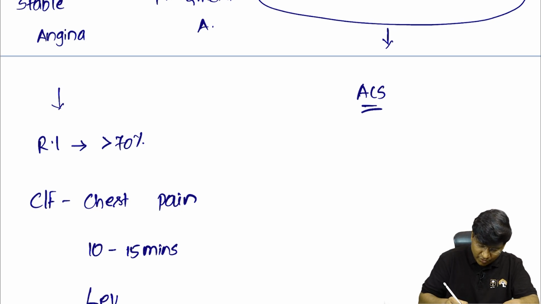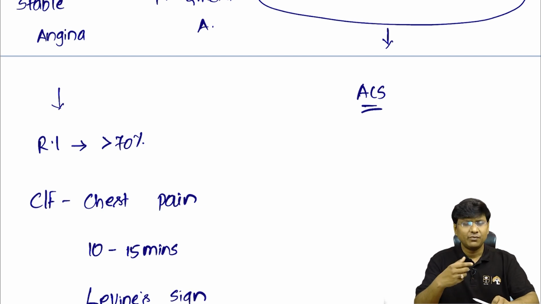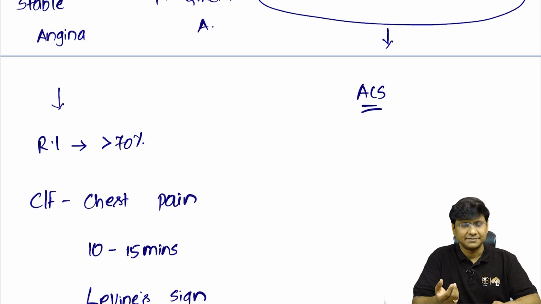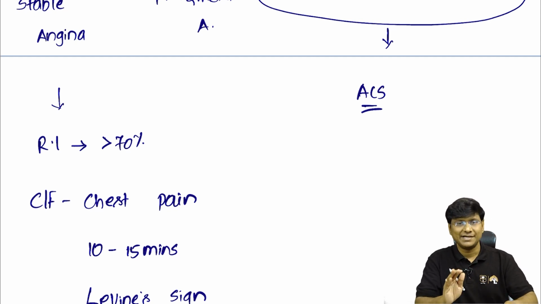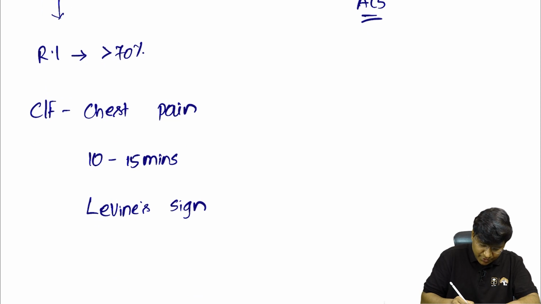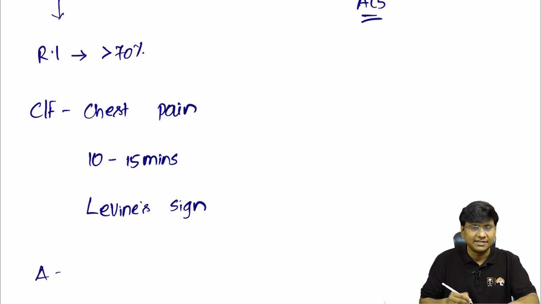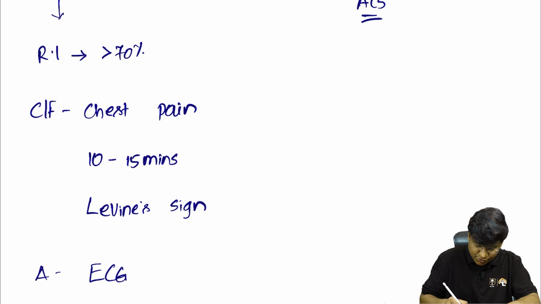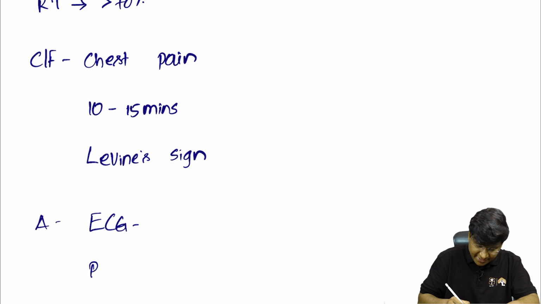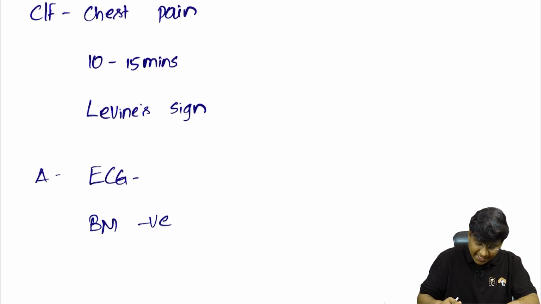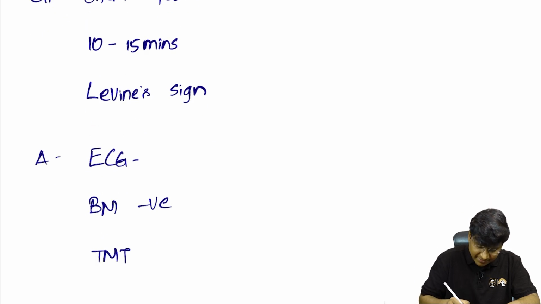And you need to be aware of an important sign called the Levine sign. When describing the pain of angina, the individual will clutch the fist over the sternum while describing the pain. That is what is called the Levine sign. And to evaluate stable angina, the ECG will show non-specific ST-T changes, and the cardiac biomarkers will be negative.